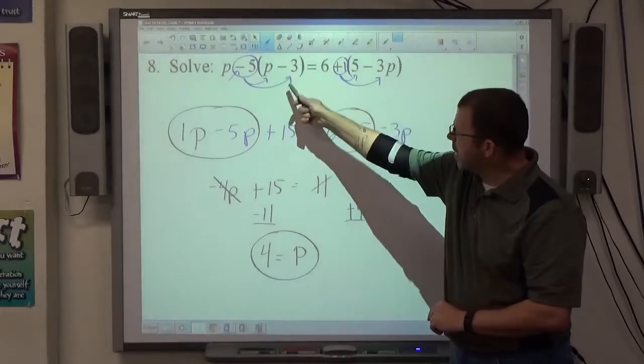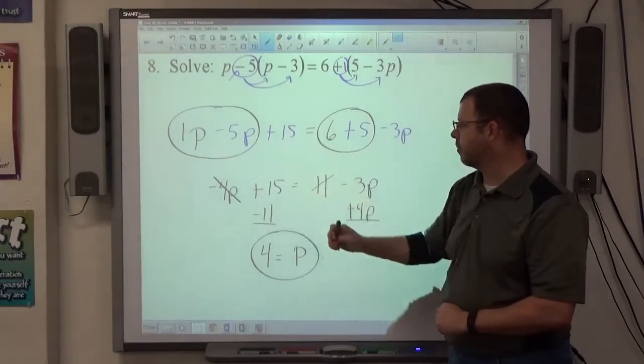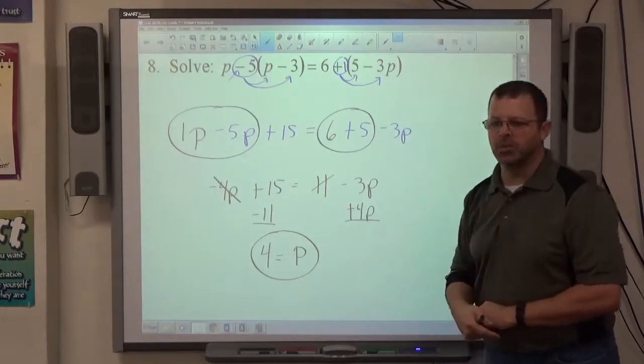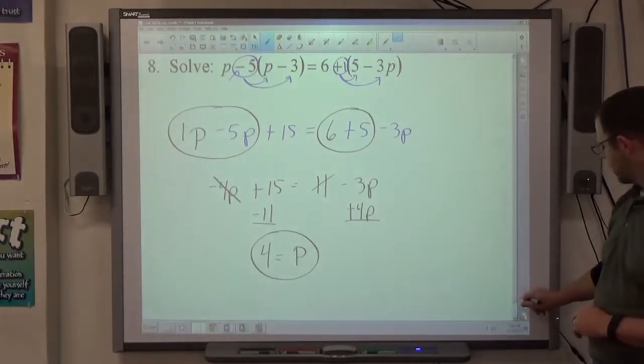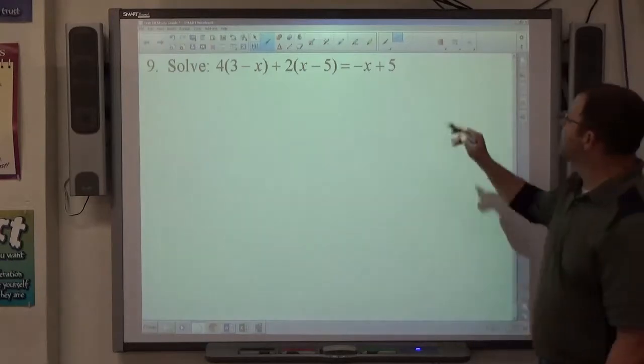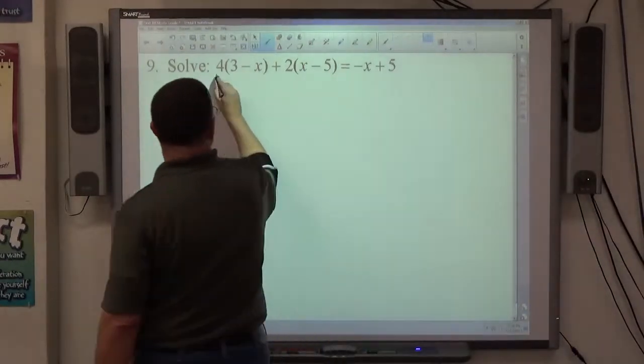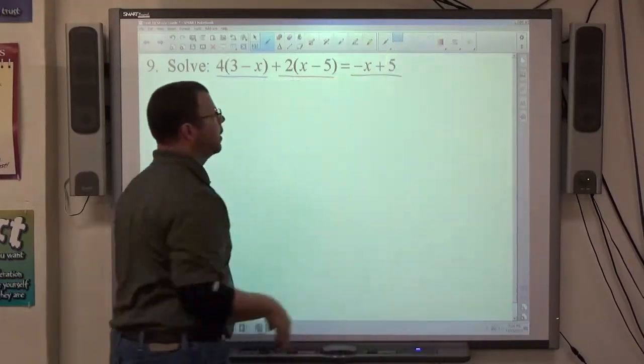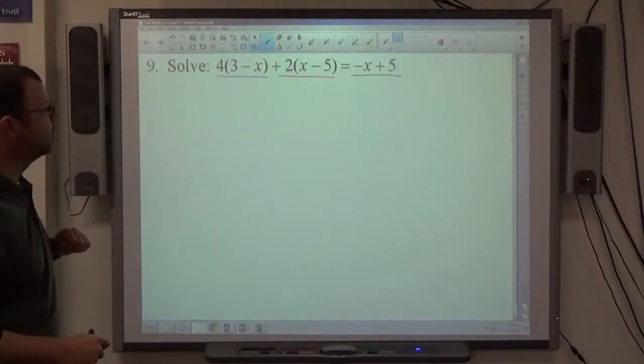So distributive properties, simplify, combine like terms to finish simplifying. Isolate p, isolate number, and then again divide if necessary, which it wasn't in this case. Number 9, same basic difficulty problem. We got distributive property going on here, distributive property going on here, and just some stuff going on over there that's going to just come along as we do the distributive property.